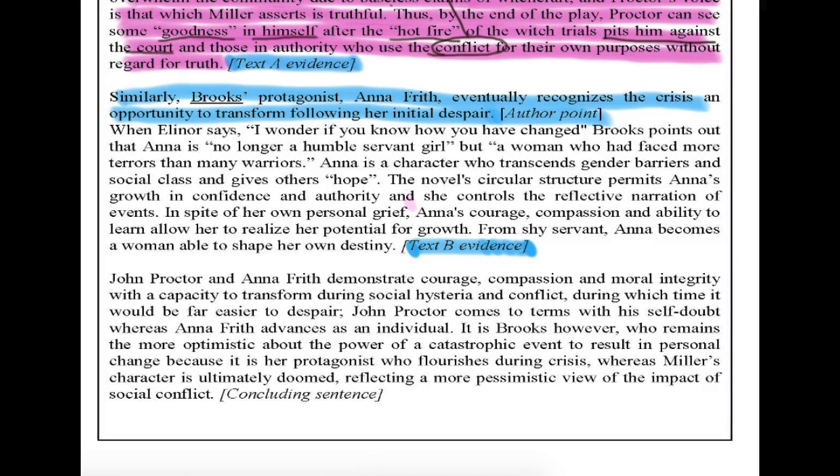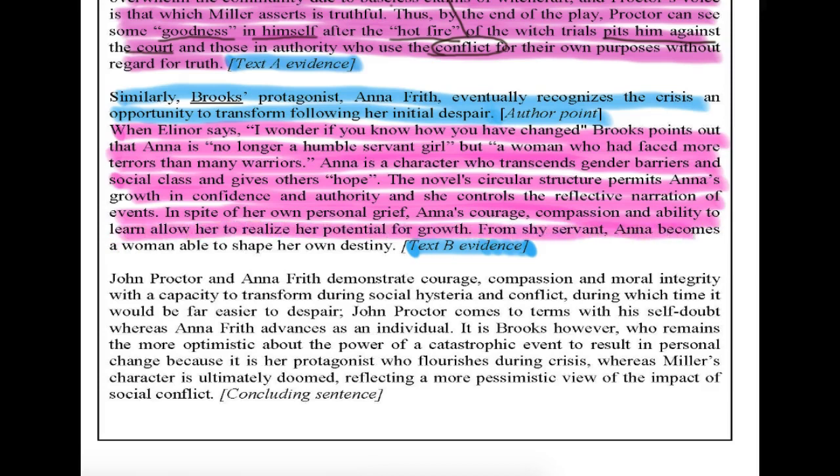The novel's circular structure permits Anna's growth in confidence and authority, and she controls the reflective narration of events. In spite of her own personal grief, Anna's courage, compassion, and ability to learn allow her to realize her potential for growth. From shy servant, Anna becomes a woman able to shape her own destiny. Okay, so yeah, it sounds complicated, but it's all evidence from the text which supports the author's statement at the beginning of this particular part of the paragraph, and we are just keeping it relevant to what we are talking about.